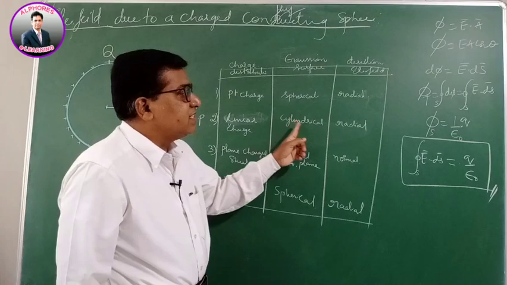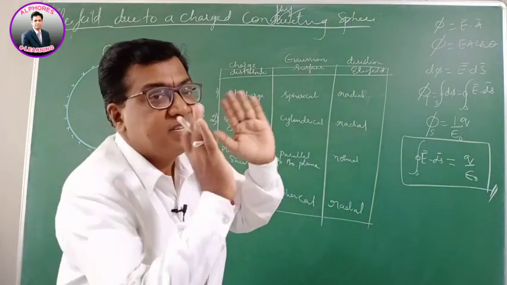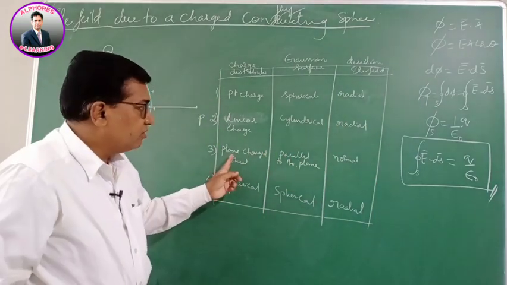Then for linear charge it is a cylindrical Gaussian surface. So whenever you come across a linear charge, imagine there should be a cylindrical Gaussian surface equidistant from it. And fourth, the plane sheet.